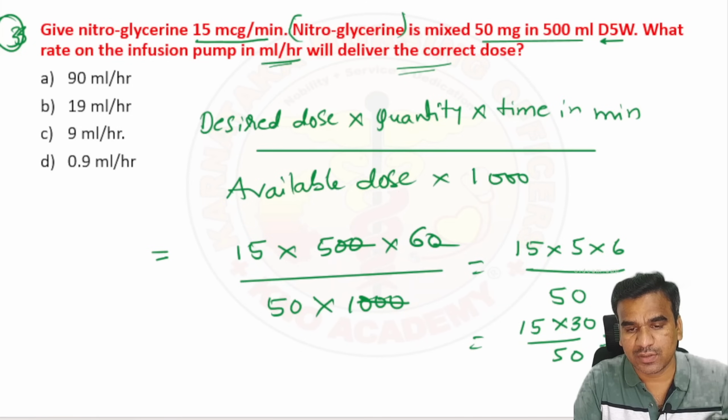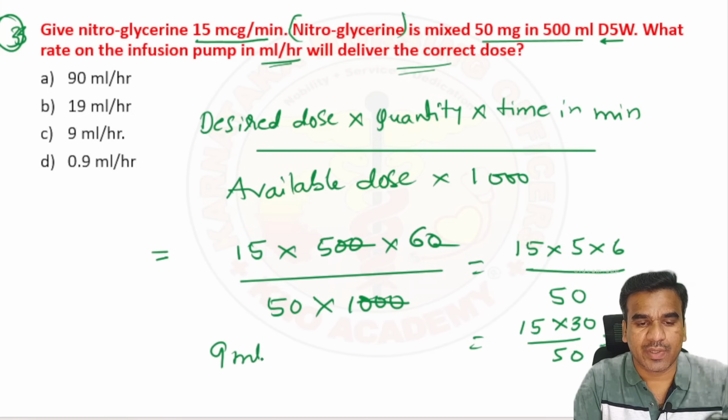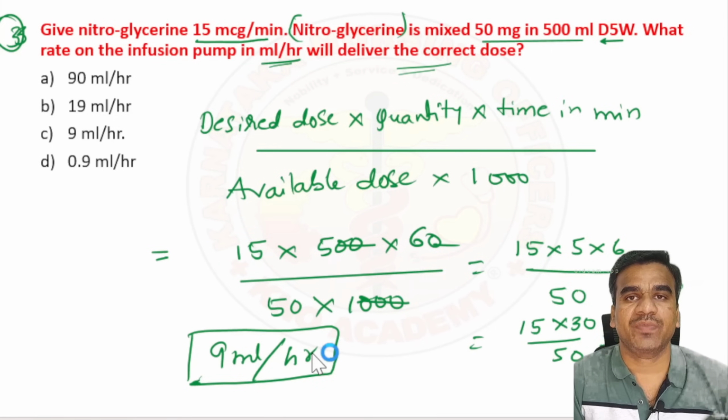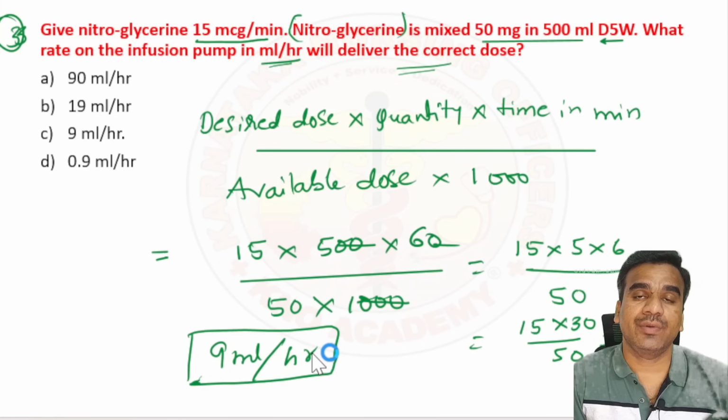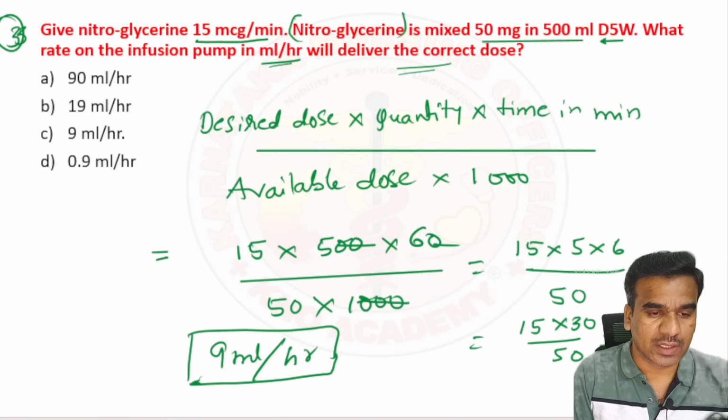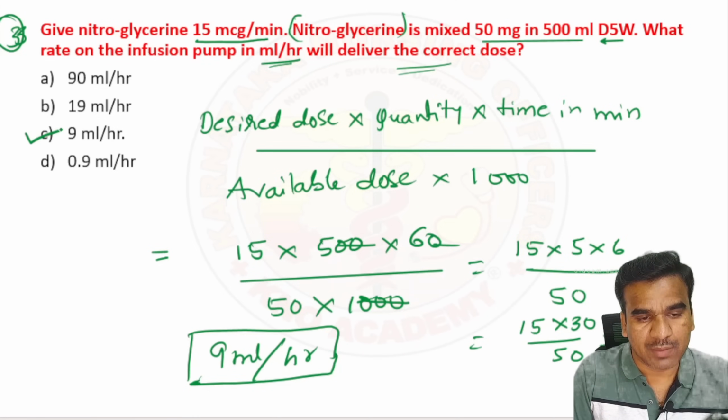Okay, this zero will cancel. The 5s and the 9s, so 9 ml per hour. So we need to keep it like this. This fluid calculation formula is very, very important. I have explained all the IV fluids, dopamine, dobutamine, all the drugs, on the YouTube channel. So the right answer is 9 ml per hour.